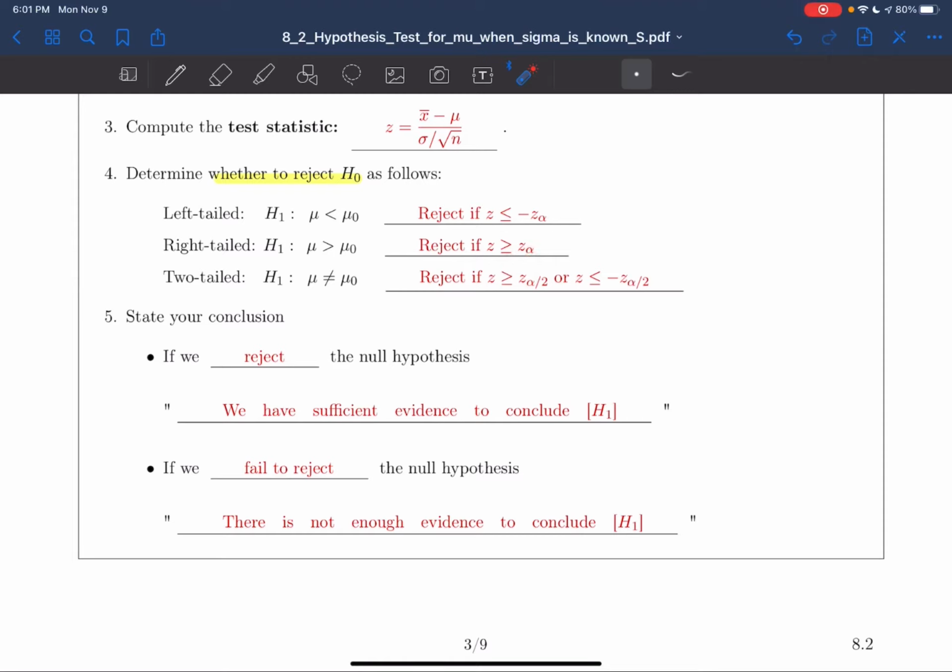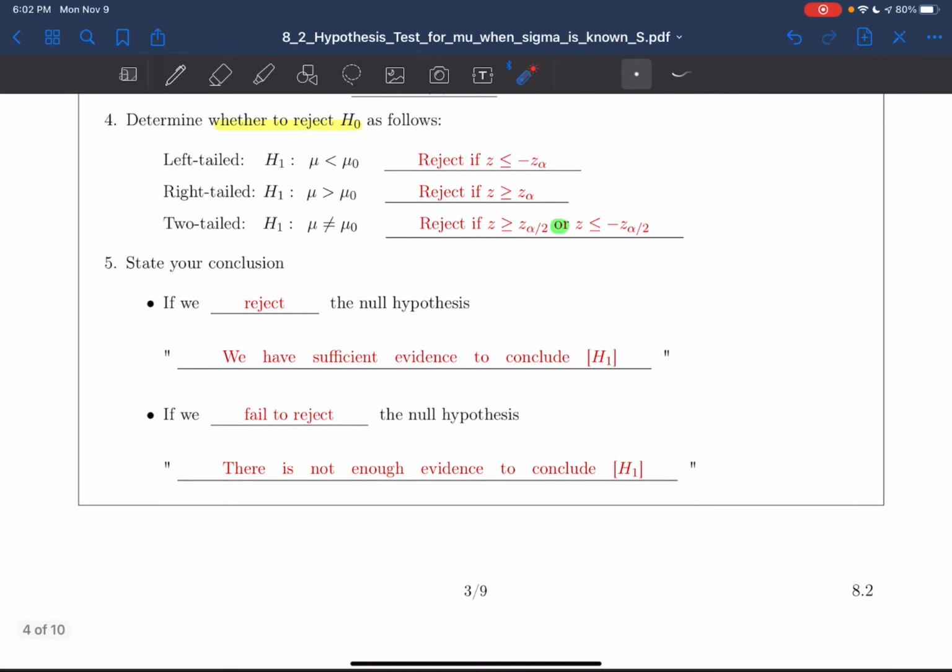If you're dealing with a two-tailed test, and this is when mu is not equal to mu naught, where again mu naught is just a number, then we reject our null hypothesis if our test statistic z is greater than or equal to z of alpha over 2, or our test statistic z is less than or equal to negative z of alpha over 2. If one of them is true, then we reject our null hypothesis. And this is dealing with a two-tailed test.